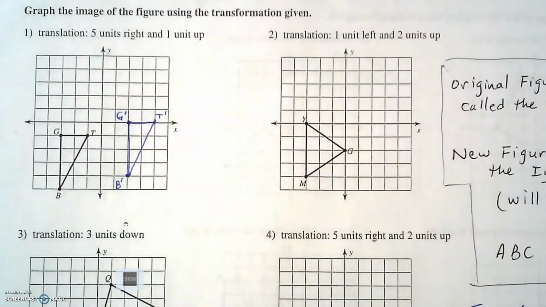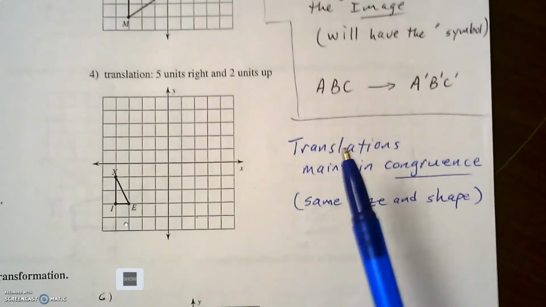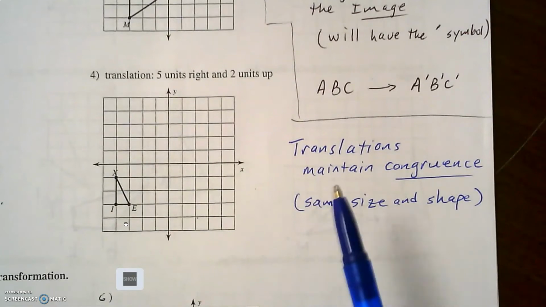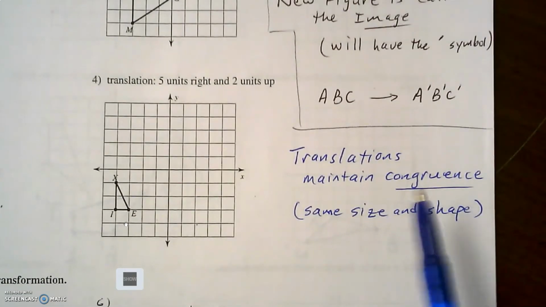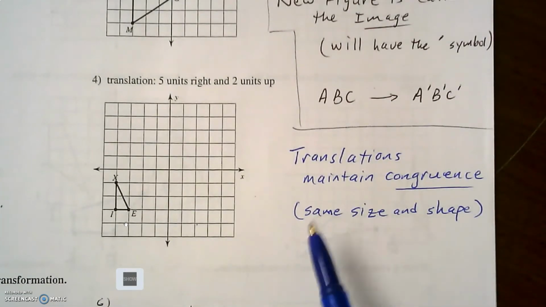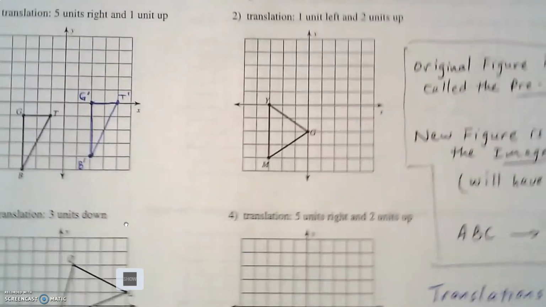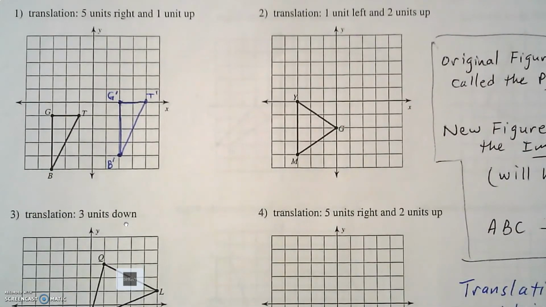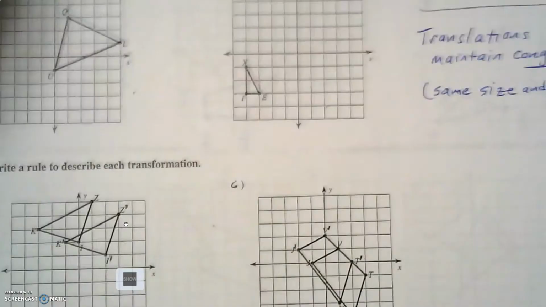And notice it's the exact same size. And that's what I had written over here. Translations maintain congruence. That means the image is the same size and shape. And notice it's the same way. It's not tipped over. It's sitting the same way. So we just did a translation. That's really all there is to it. But don't stop the video because there are different problems at the bottom.